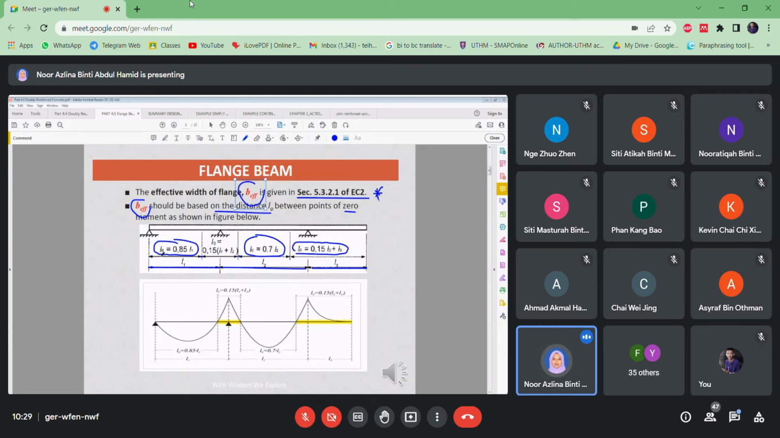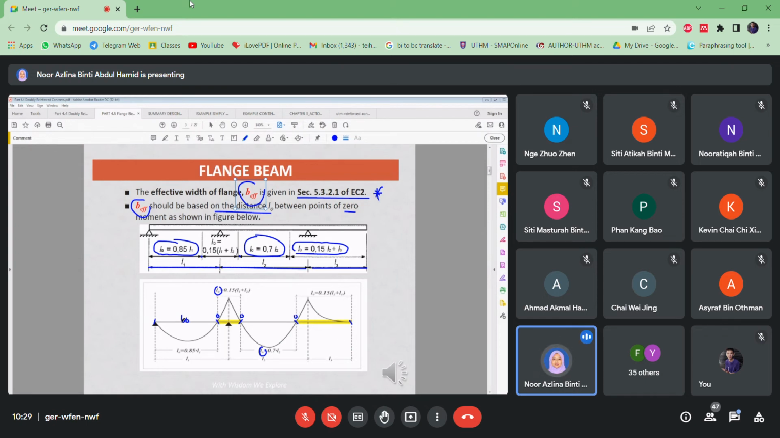So actually this L0 distance is based between zero moment. So kalau you lihat this curve for the moment, this is zero, right? And then it crosses at the zero here, then crosses at the zero here. So this length is actually L0. L0 from the moment zero to this moment zero. L0 at the support from this moment zero to this moment zero. L0 for the internals actually is from this moment zero up to this moment zero dan seterusnya.